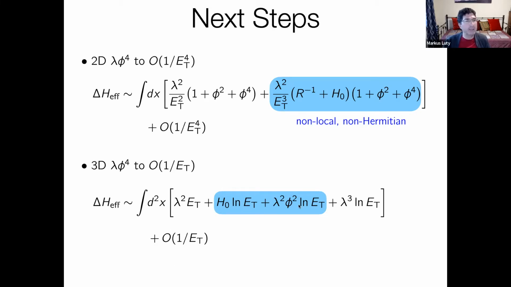That again involves going to higher order, and that's a calculation that's in process. They're UV divergent, non-local, and non-Hermitian. So if this works, it's a mathematical, rigorous proof that this method is correct, by the standards of EFT.